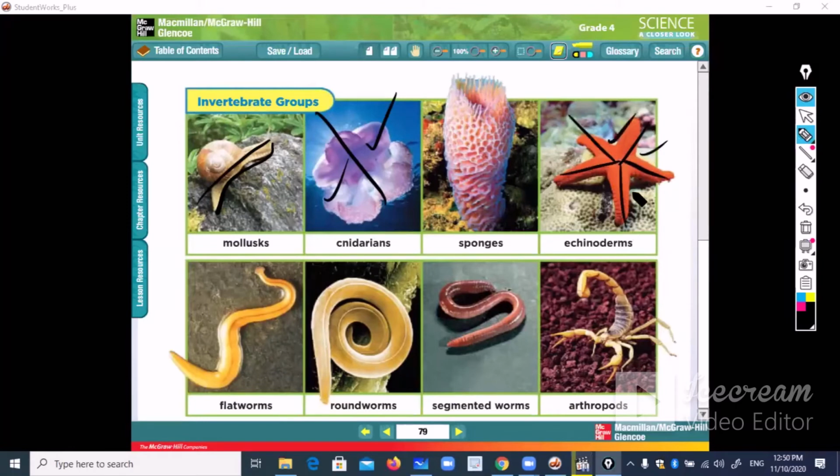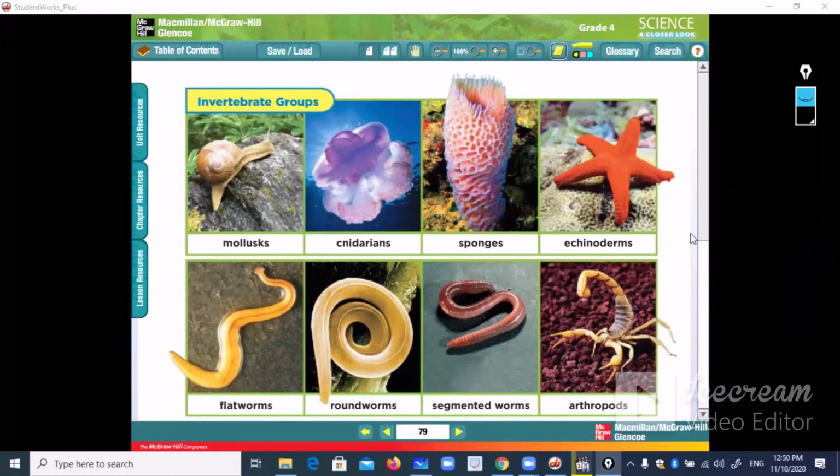Now this is also symmetry. But this one has no symmetry. This part is not like this part. This one has symmetry, this one has symmetry, this one has symmetry, but this one has no symmetry. Okay, understand, Mahmoud? Can you read, Mahmoud?